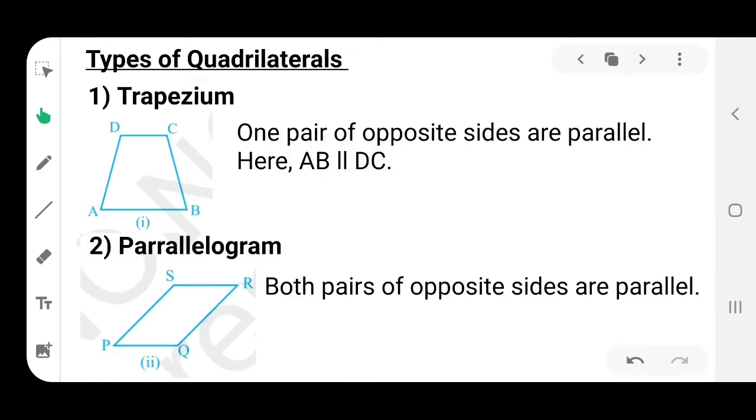Okay, so till now we saw the definition of quadrilateral, then we saw the parts of a quadrilateral, then quadrilaterals in our surroundings, and we saw angles and property. Now let's explore the types of quadrilaterals. What are their names and what are their conditions? We'll start with the first type of quadrilateral, and that is trapezium. Now what is the trapezium?